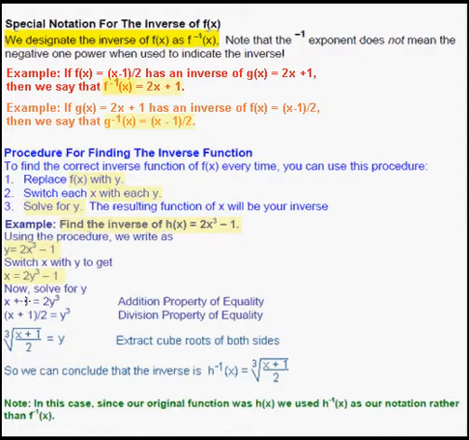Well, to solve this equation for y, we start by adding 1 to both sides. That gives us x plus 1 equals 2y cubed. Then we want to get y cubed by itself, so we would divide both sides by 2, and we get x plus 1 divided by 2 equals y cubed. And then finally, to solve for y, we would cube root both sides, or extract cube roots, and we get the cube root of x plus 1 over 2 equals y. That's our inverse of h of x, and using our special notation, we would say h minus 1 of x equals the cube root of x plus 1 all over 2.